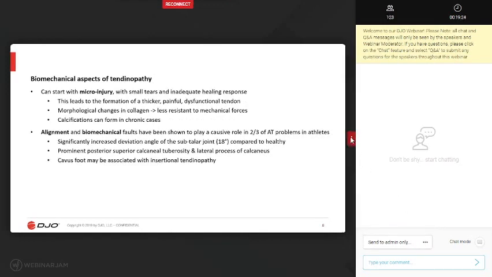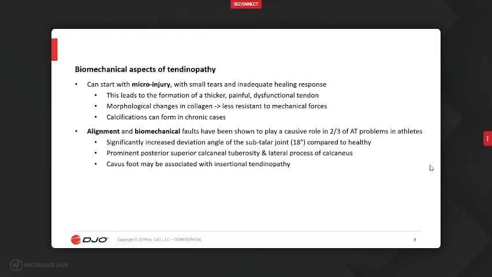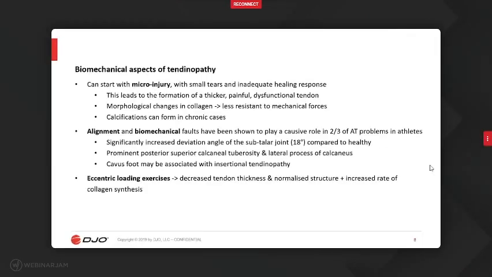A prominent posterior superior calcaneal tuberosity and lateral process of the calcaneus. A callous foot may be associated with insertional tendinopathy. Eccentric loading exercises are recommended because they lead to a decreased tendon thickness and also a more normalized structure, plus an increased rate of collagen synthesis.